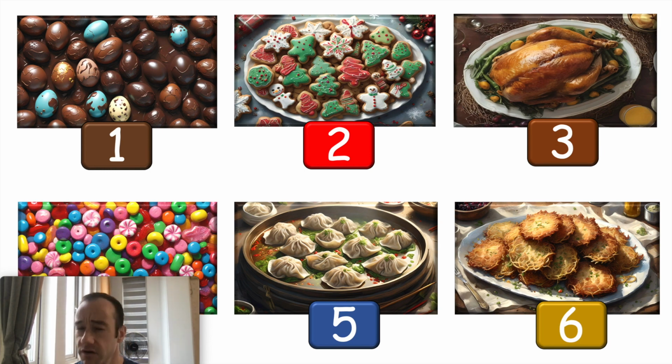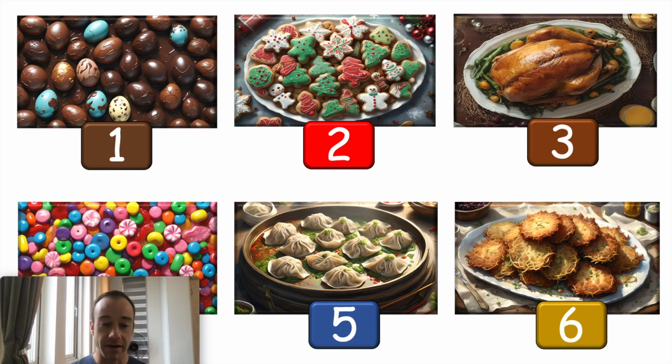Okay, so do it a few times. You say turkey, they say 3. You say dumplings, they say 5. You say potato pancakes, they say 6. Chocolate eggs, they say 1. Okay, candy, they say 4, and so on. Okay, and they're all getting very excited.